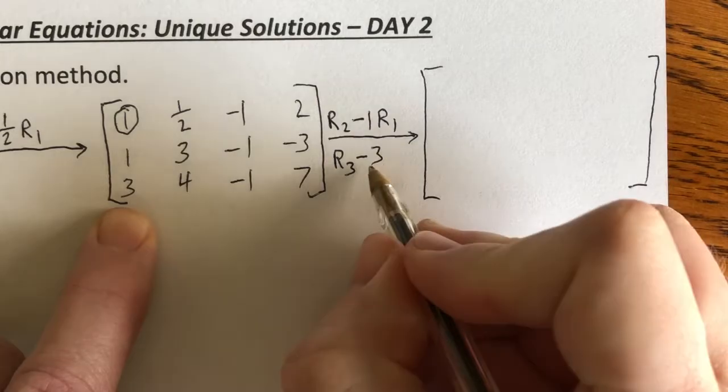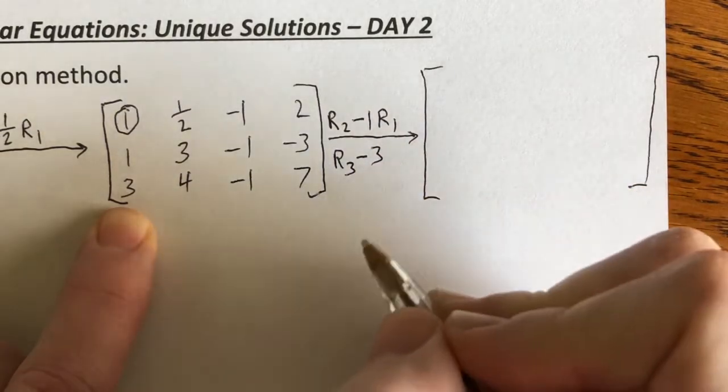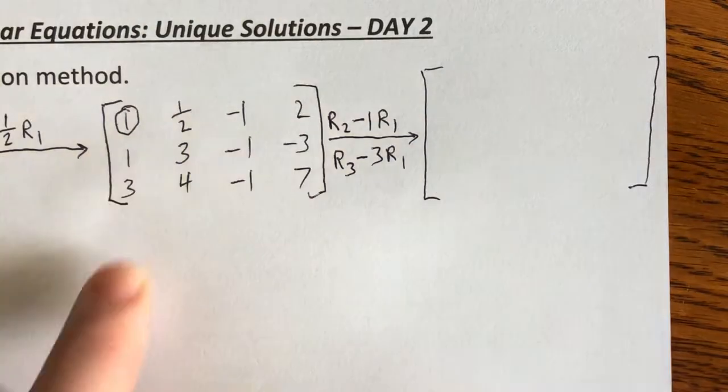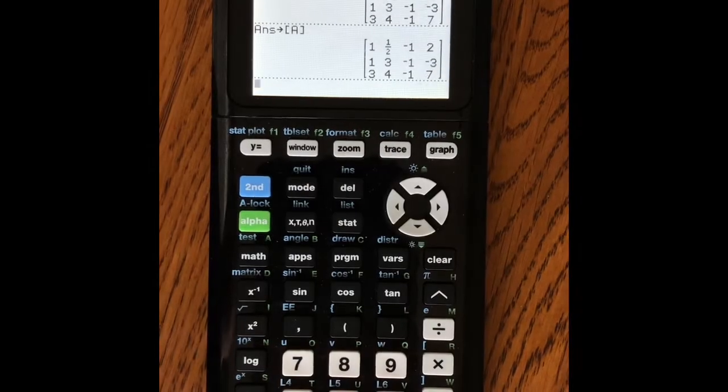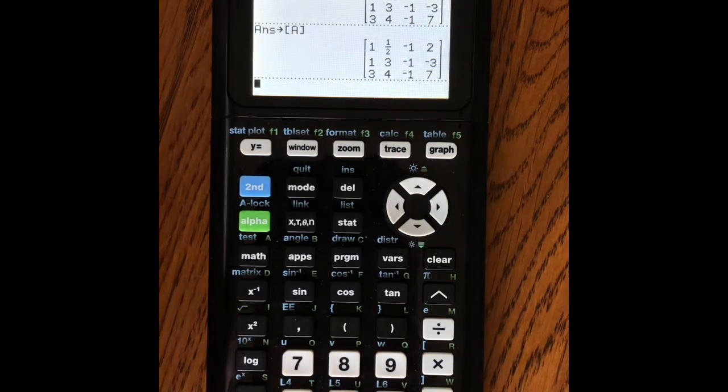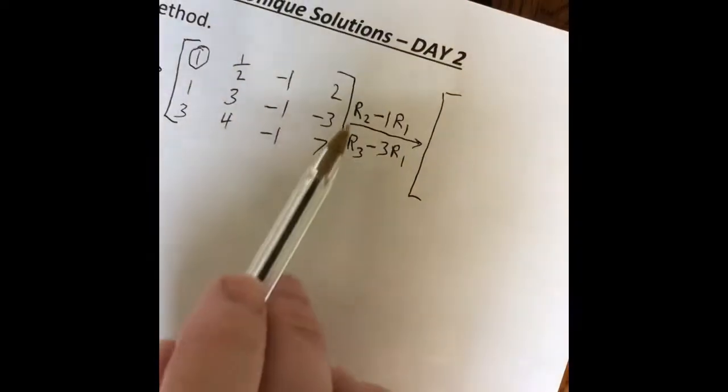Negative 3. Why? Because -3 is the opposite of 3. And then times row 1, because row 1 contains our pivot entry. Okay, we go back to our calculator, and we're going to perform our first row operation, which is going to be this one.